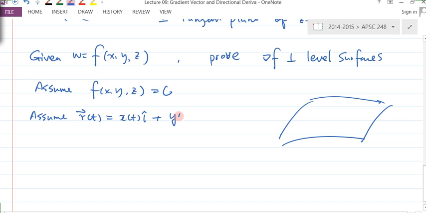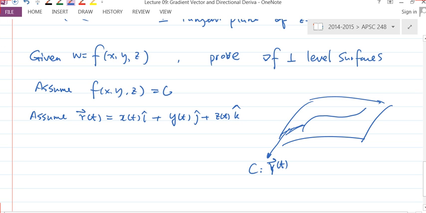We have a curve in the level surface. So you have a surface, you can draw basically any kind of curve right inside this surface. Let's suppose that this is our r of t here. This is r of t. That's a curve C.